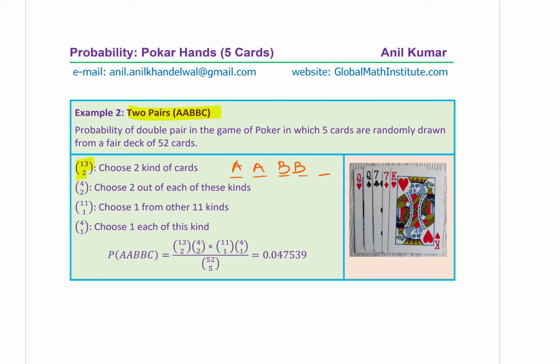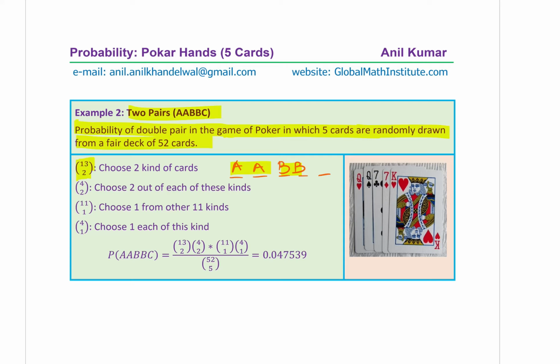The probability of getting a hand which has a double pair. So the question for you here is: what is the probability of a double pair in the game of poker in which cards are randomly drawn from a fair deck of 52? Basically, you have to choose 2 from those 13. So 13 choose 2 is your first factor. Perfect.